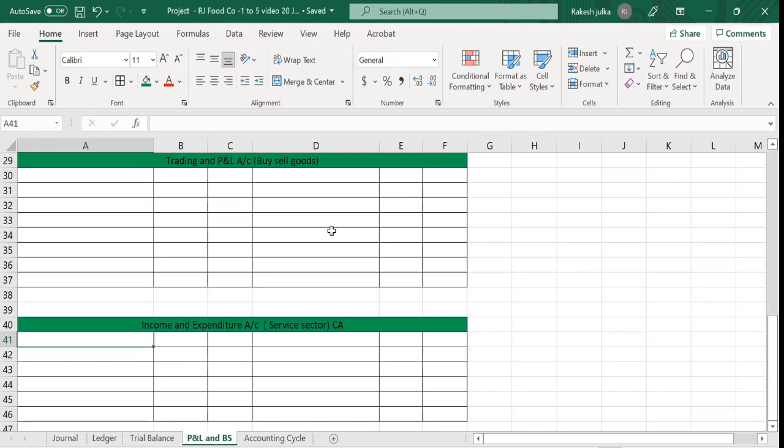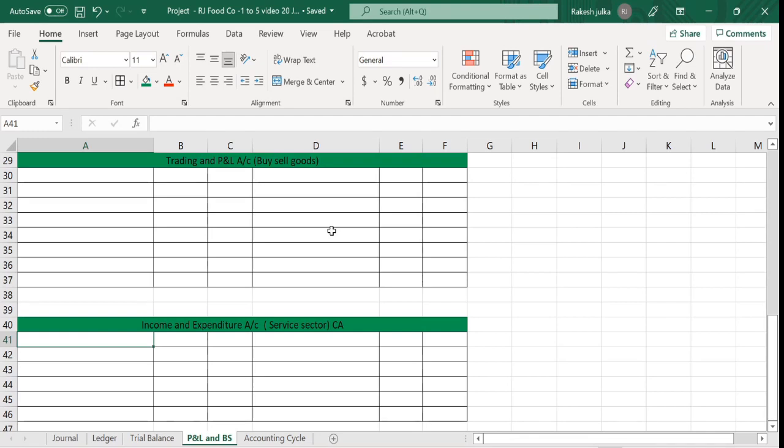Okay, today I'm going to explain the difference between trading and profit and loss account and income and expenditure account. So we know that we earn income and revenue from different resources. One may be the sales revenue and the other may be the service revenue. What is the difference between sales revenue and service revenue?